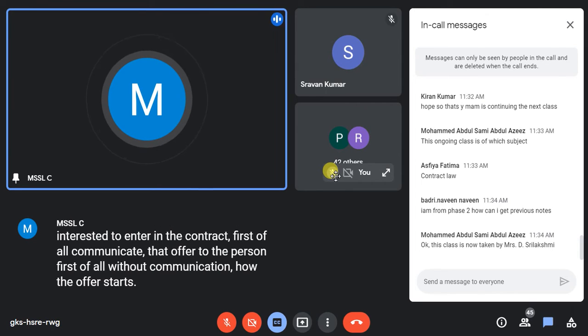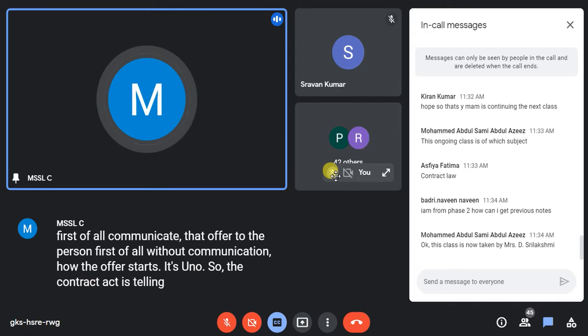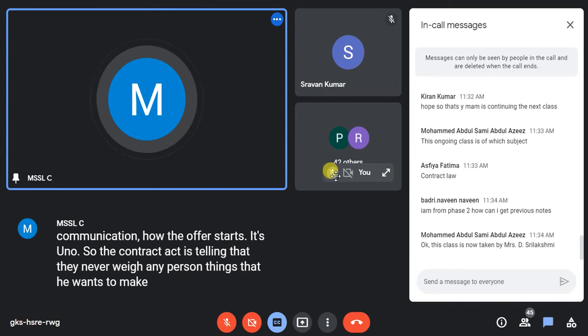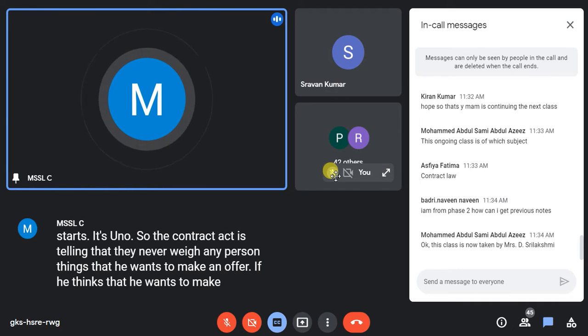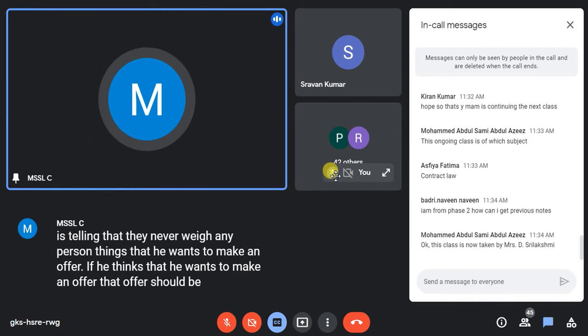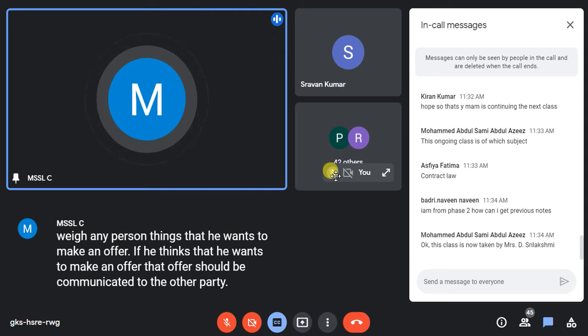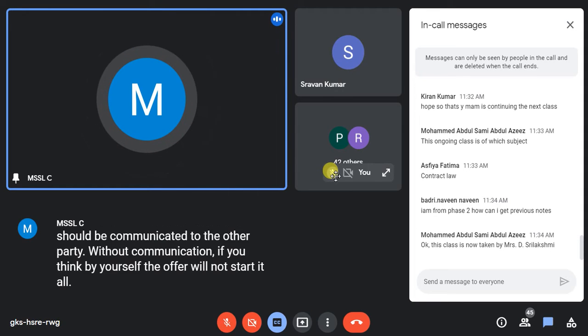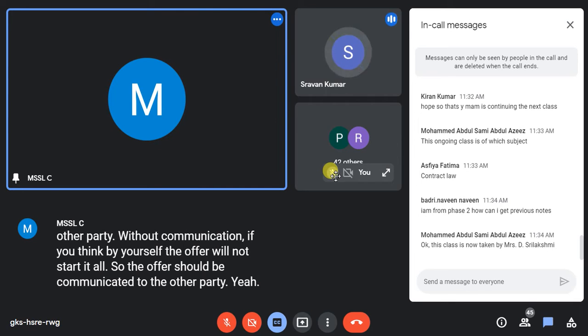So the Contract Act is telling that whenever any person thinks that he wants to make an offer, that offer should be communicated to the other party. Without communication, if you think by yourself, the offer will not start at all. So the offer should be communicated to the other party. Clear?